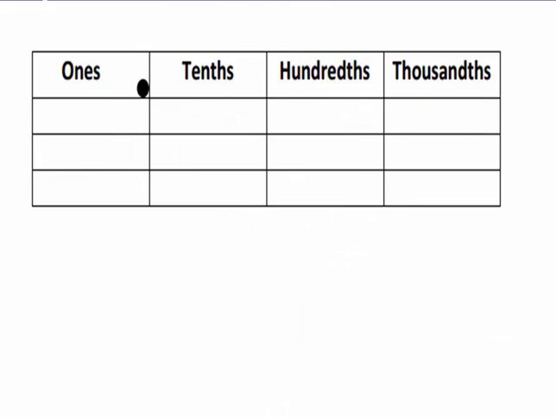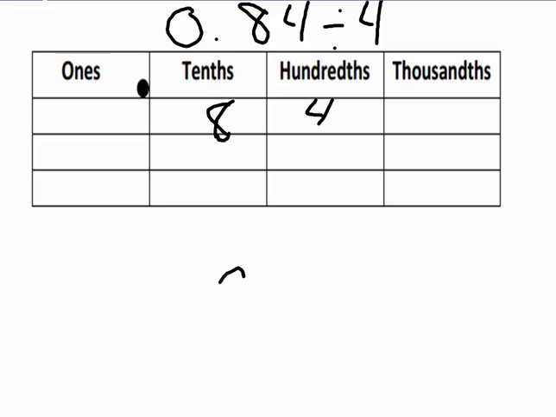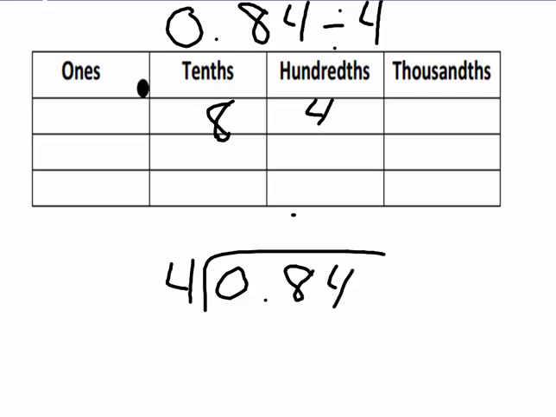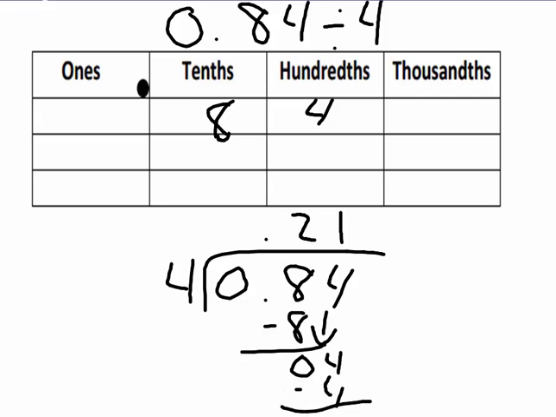Alright, we're going to look at just one more, then you're going to work on your problem set. 84 hundredths divided by 4. So here I have 8 tenths, 4 hundredths. What would that look like? I'm going to use my standard algorithm. 4 goes into 8 2 times. 2 times 4 is 8. Subtract, bring down. 4 goes in 1 time. 4, subtract. So my answer is 21 hundredths.